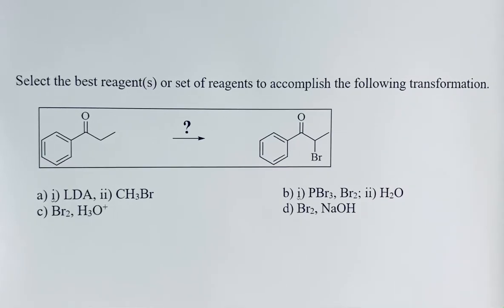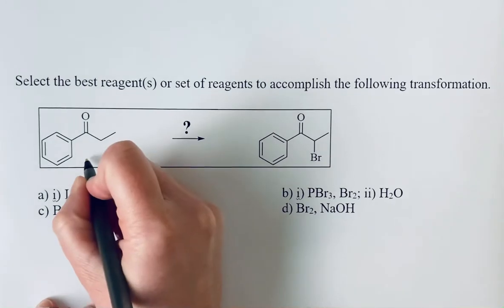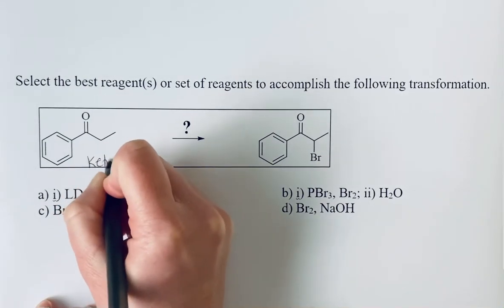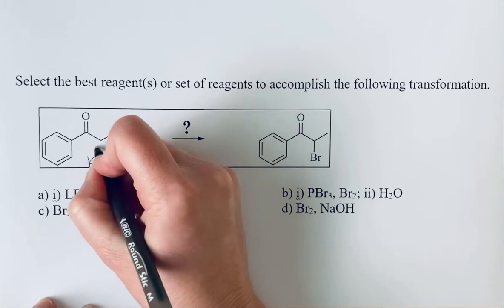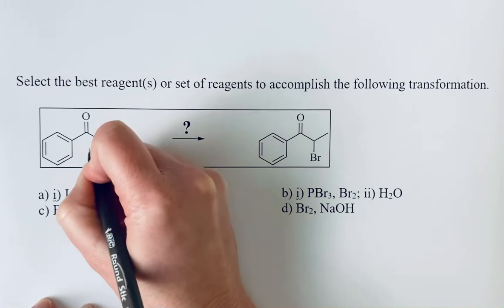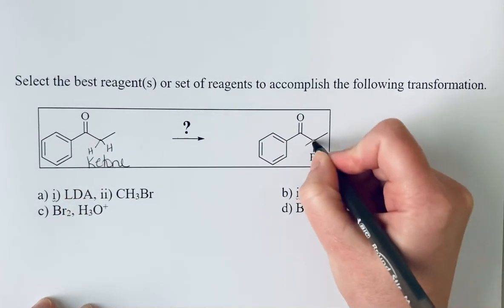Select the best reagents or set of reagents to accomplish the following transformation. So if we take a look at our starting material, we see that we have a ketone. And if we look at our product, we still have the same ketone, we still have the same carbon chain. What we have done is we've replaced one of these two alpha hydrogens. So we had two there, now we have just one.